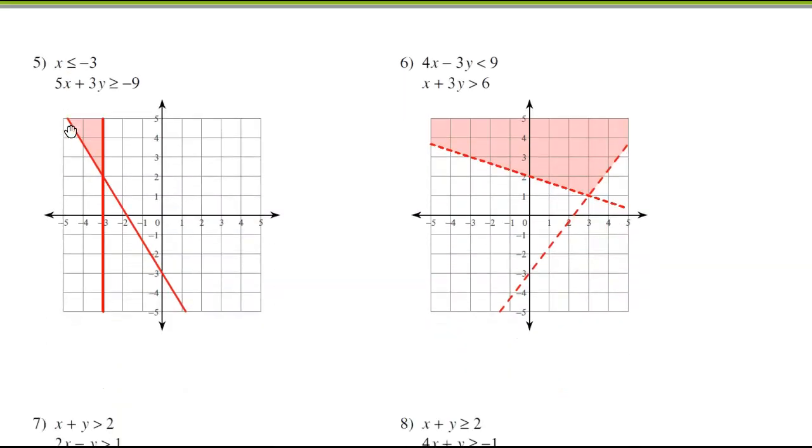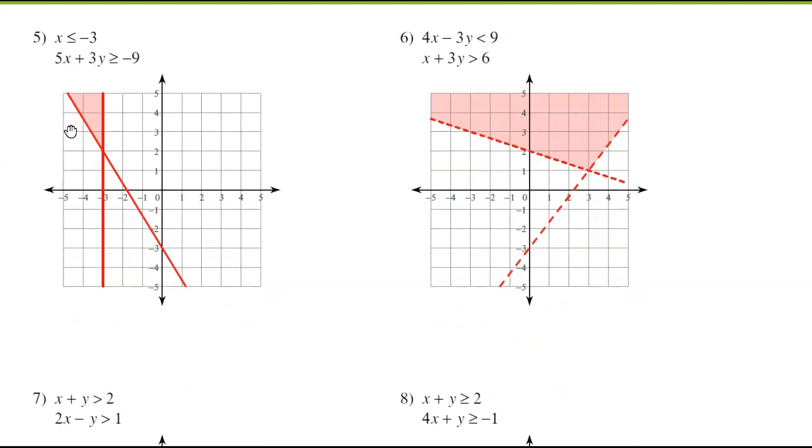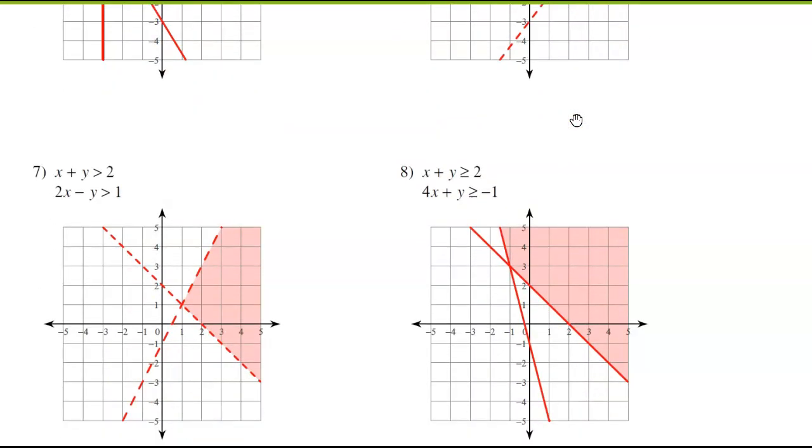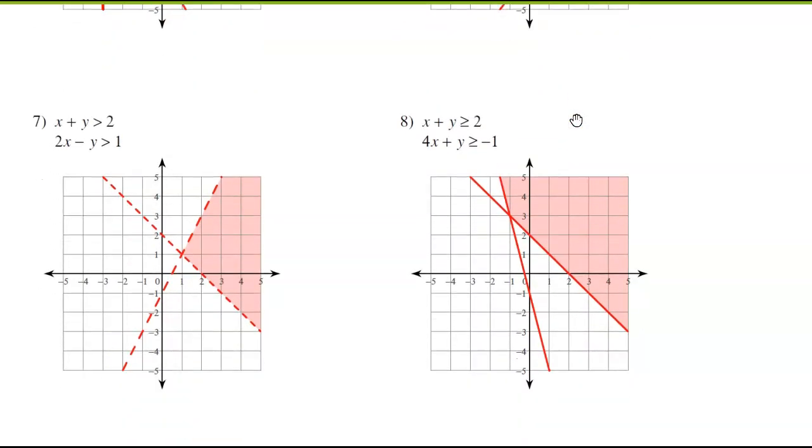Okay, jumping down, here's 5 and 6. So again, in 5, both lines are solid. So your solutions come from this and this in terms of lines and the shading between. In 6, both lines are dashed. Therefore, there are no solutions coming from the lines, only the shading. And 7 and 8.